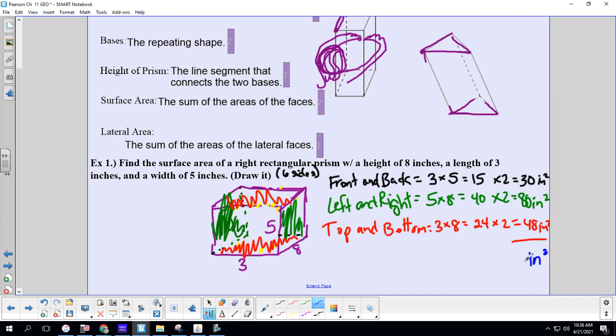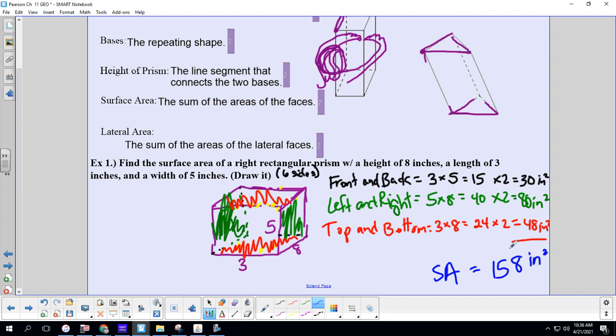0 plus 0 plus 8 is 8. And 3 plus 8 is 11. 11 plus 4 is 15. So we have 158 inches square for our surface area.